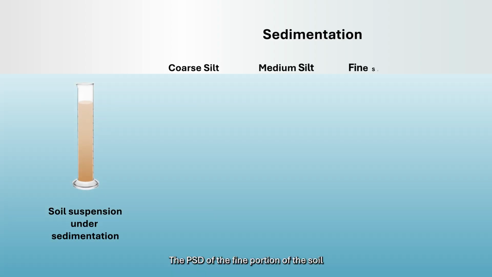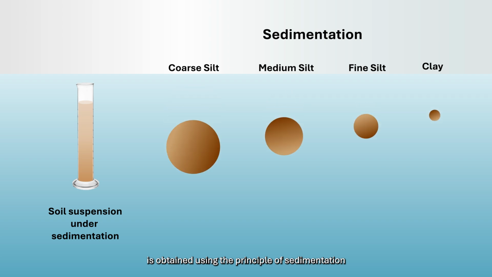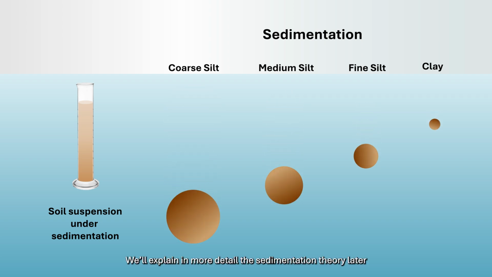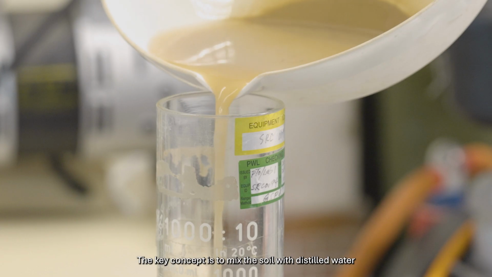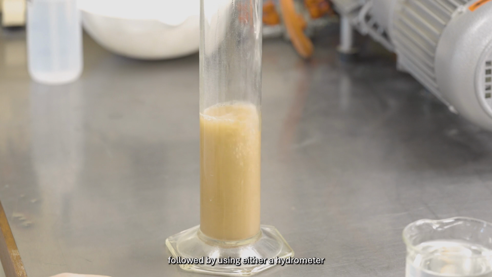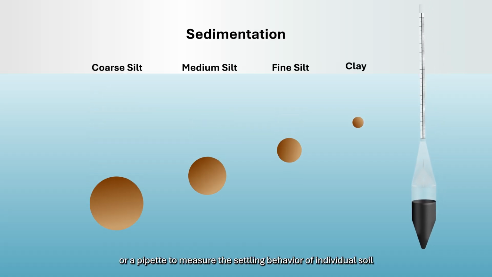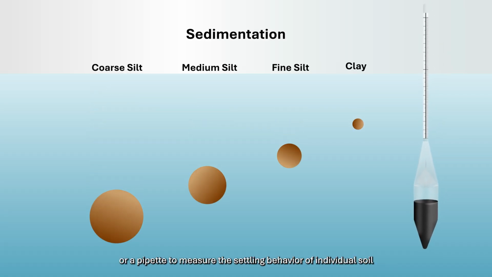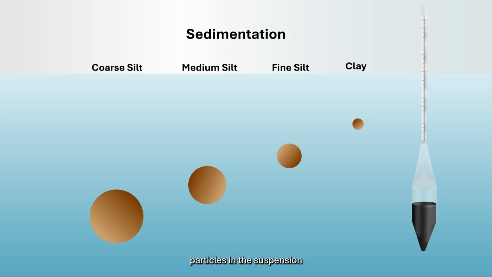The PSD of the fine portion of the soil is obtained using the principle of sedimentation. We'll explain in more detail the sedimentation theory later. The key concept is to mix the soil with distilled water to create a suspension, followed by using either a hydrometer or a pipette to measure the settling behavior of individual soil particles in the suspension.